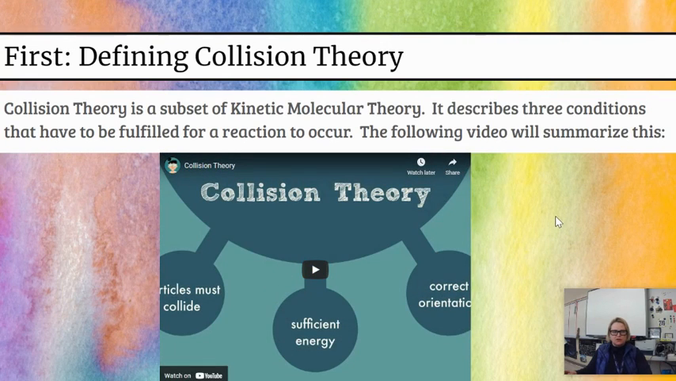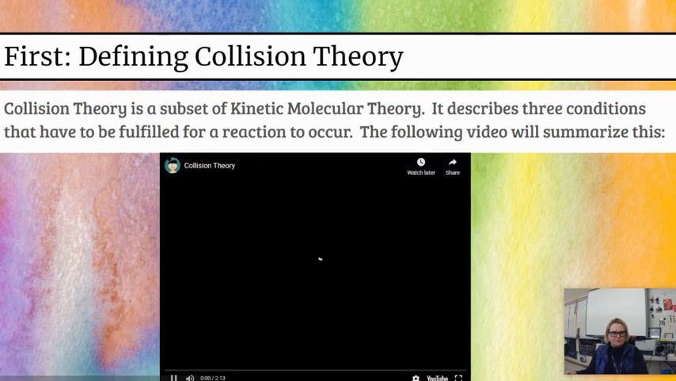First thing we're going to do here is revisit collision theory, which is a subset of kinetic molecular theory, which is what we covered in Learning Target 1 way back in September. So this little video is going to describe the three conditions that have to be fulfilled for a reaction to occur. So here we go.